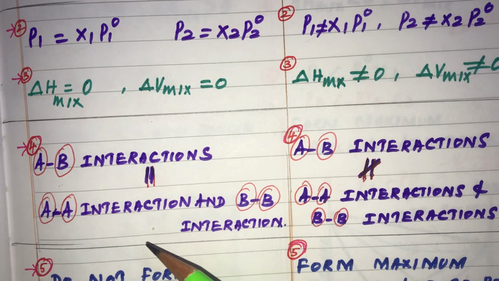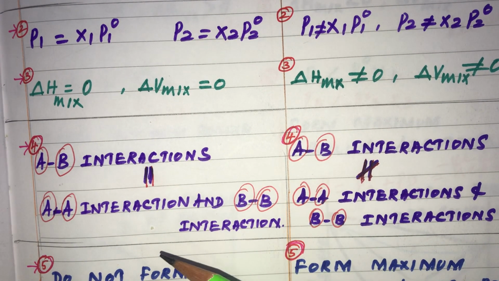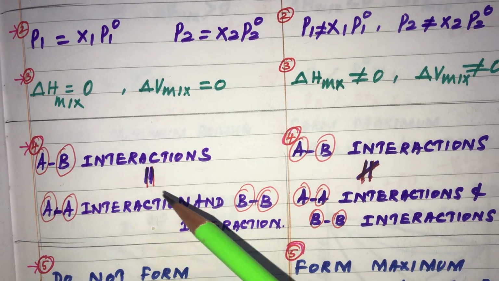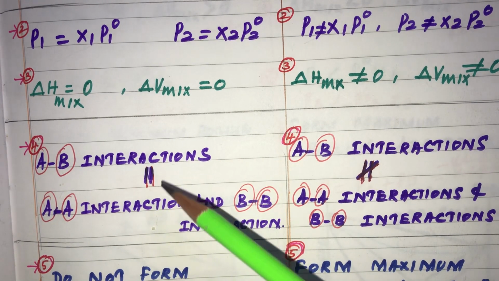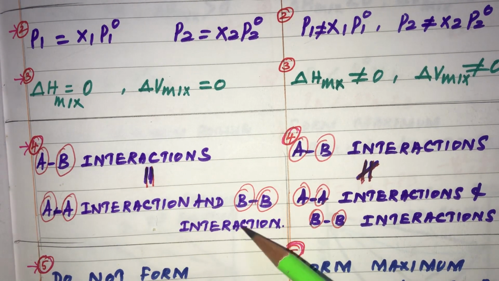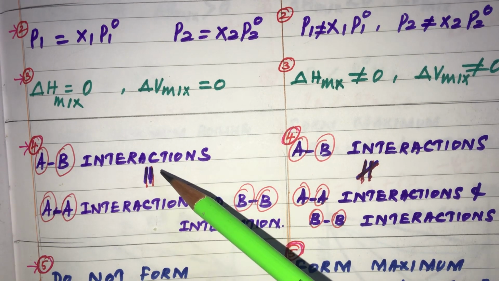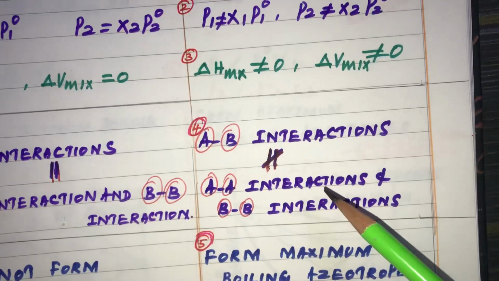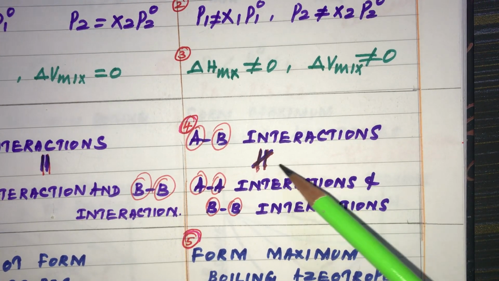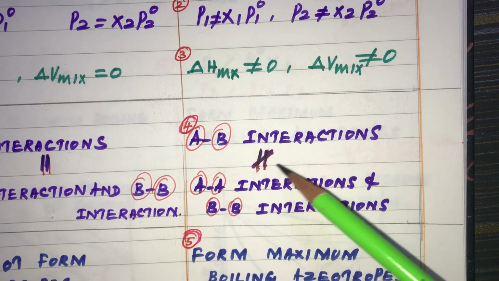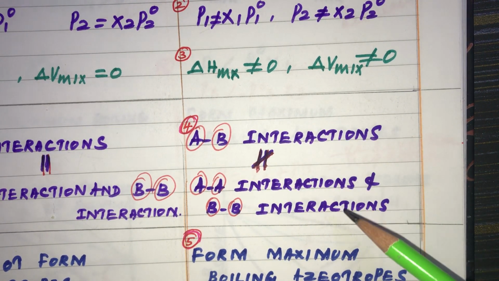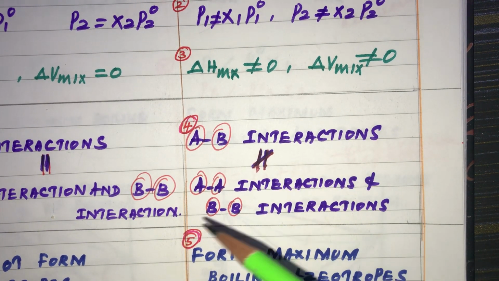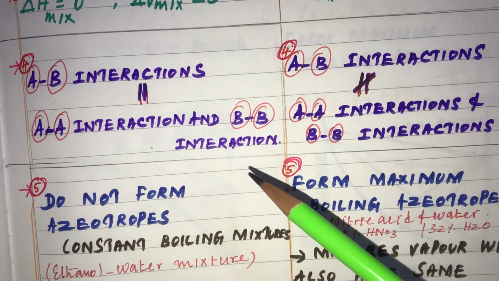Now consider two components, A and B. The intermolecular force between A and B is equal to that between A-A and B-B after mixing in solution. The A-B interaction is equal to the interaction between A-A and B-B. Equal intermolecular forces are present between the components in the case of an ideal solution. But in the case of a non-ideal solution, the interaction between A and B is not equal to that of the individual components, A-A and B-B. It is not equal in the case of non-ideal solutions, it is equal in the case of ideal solutions.